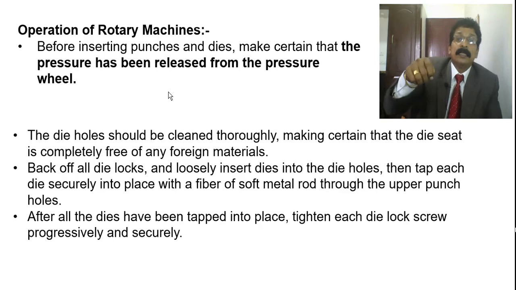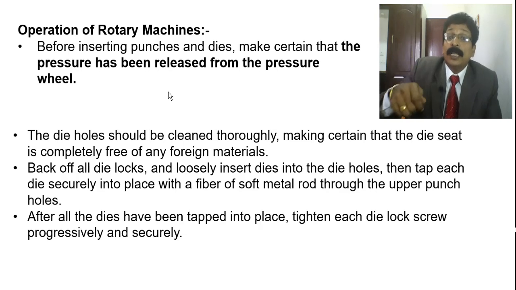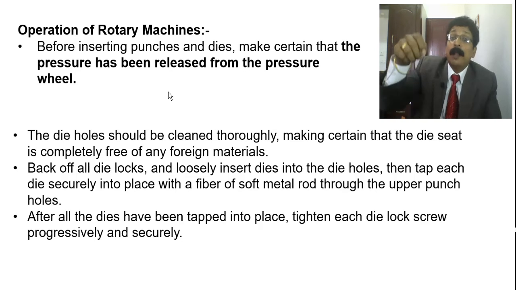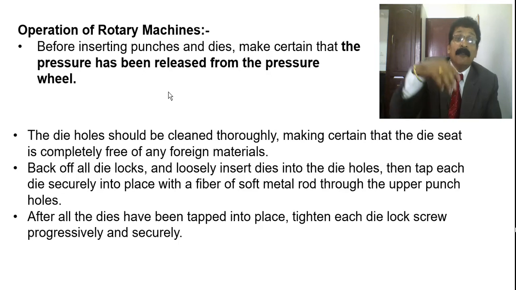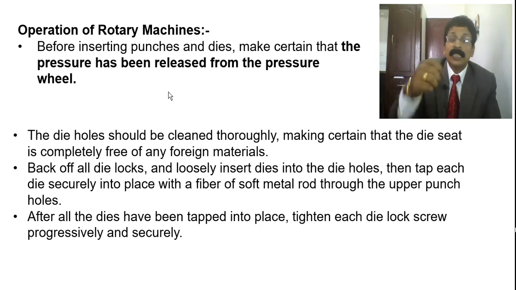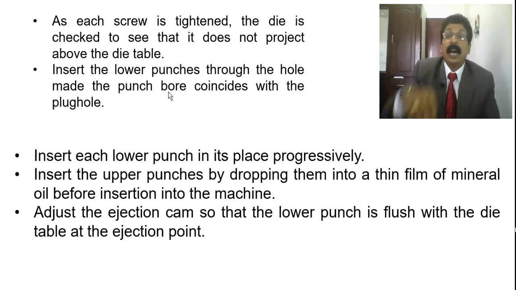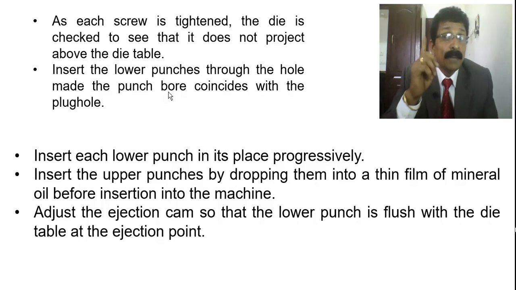And you can even put soft grease also. You have to use a wood or soft metal rod through the upper punch hole. Understand? And after all the dies have been tapped into place, tighten the die lock screws progressively and securely.